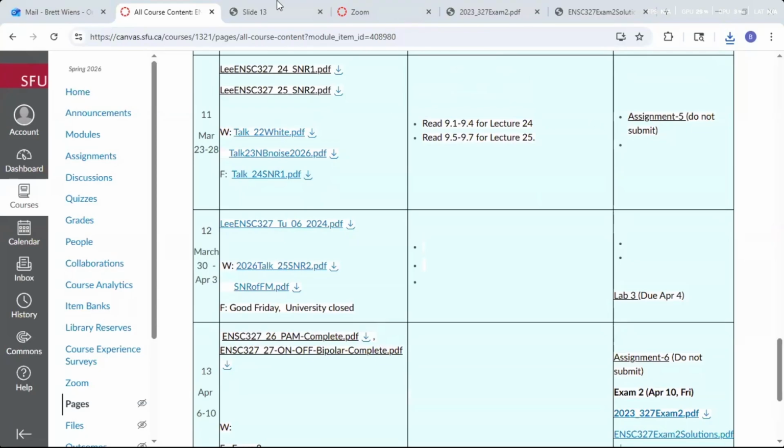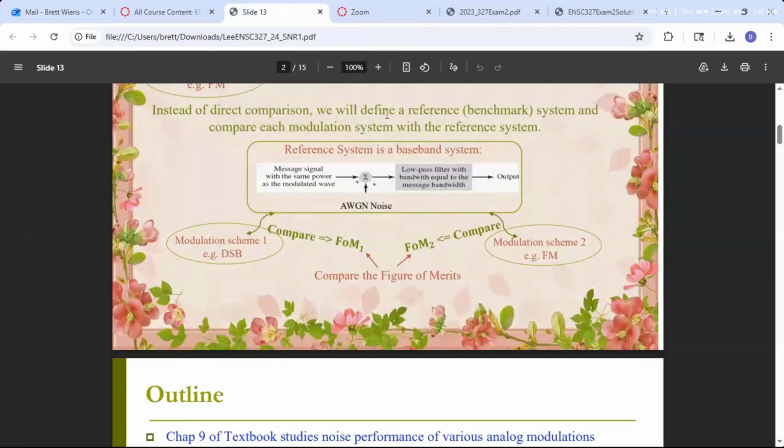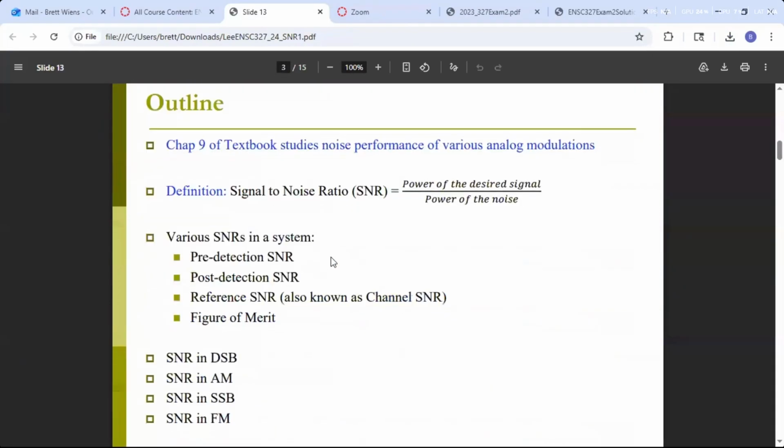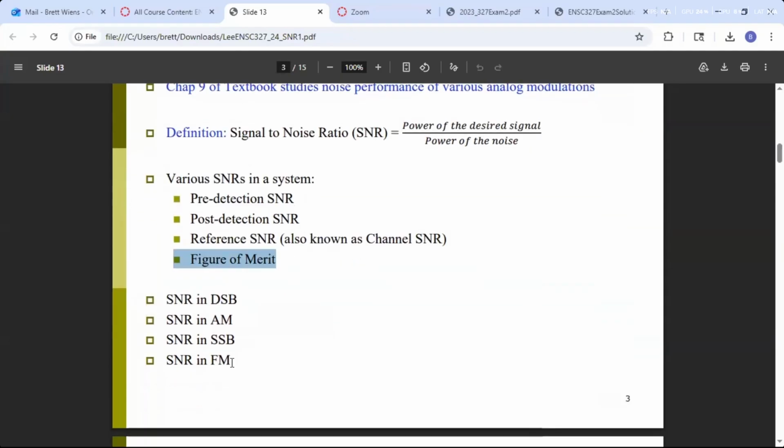Okay, cool. So, what I want to look for in this SNR1 slide deck is basically just the formulas, right? What we have, like it says here, is various SNRs in a system. So we have to just know the definitions of all of these, right? So we have the reference SNR, post-detection, pre-detection, and the figure of merit. Once you know some of these, usually the rest are pretty straightforward. The main issue, though, is that a lot of these equations are different depending on which modulation scheme we're going to be using, right? So basically, that's the main thing.